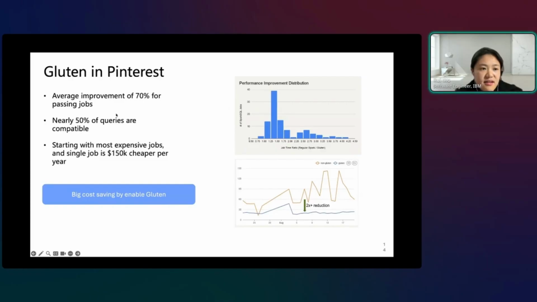There is another case for a real customer of Gluten. They have achieved an average improvement of 70% for the parsing jobs, and they have started to offload the most expensive jobs to Gluten, which helps them to save a large cost.